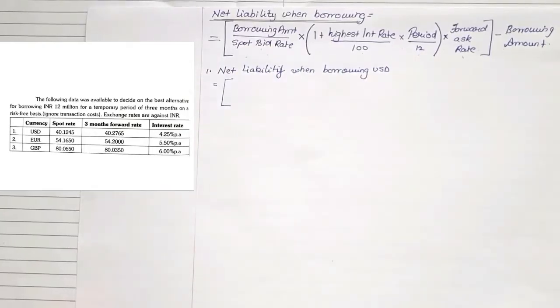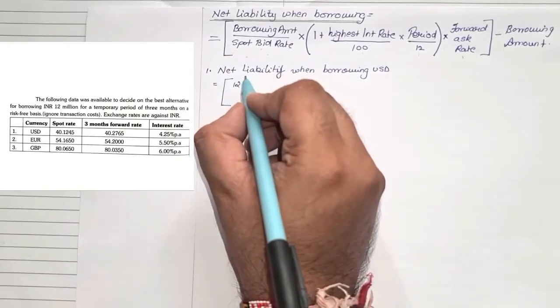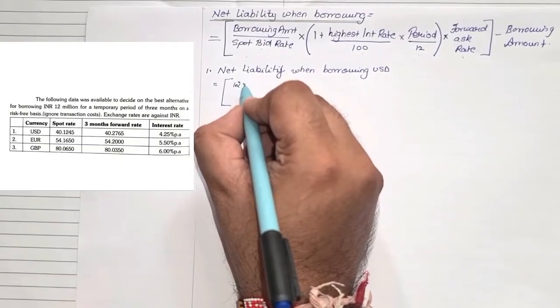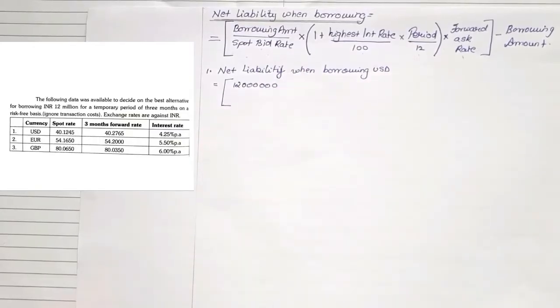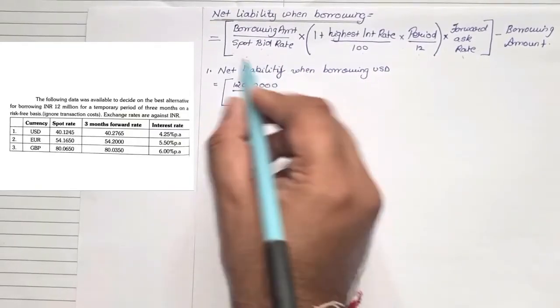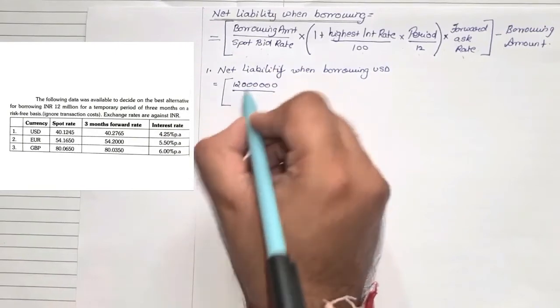Now in the question we saw that the person wants to borrow 12 million. So the borrowing amount is 12 million. 1 million is 10 lakhs, so 12 million will be 1 crore 20 lakhs, upon the spot bid rate. Now if you look at the question, they haven't given us bid and ask, they are giving you single values. If single values are given, it doesn't make too much of a difference. You can directly use the same value for spot.